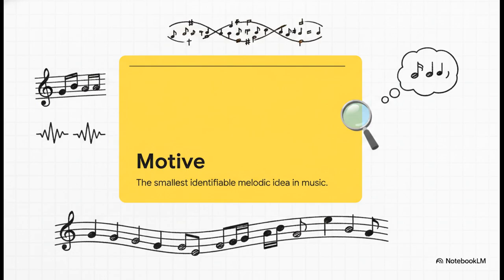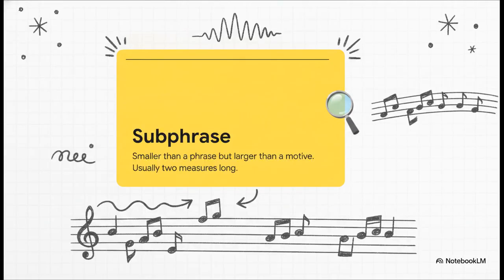Think of the famous opening 4 notes of Beethoven's Fifth Symphony. That is a motive, a short, distinct idea you can repeat, alter, and develop. Okay, so if motives are our words, then subphrases are our clauses. They're a bit larger than a single motive, but still not quite a complete thought. Usually we're talking about a 2-measure chunk containing 6 or more notes.